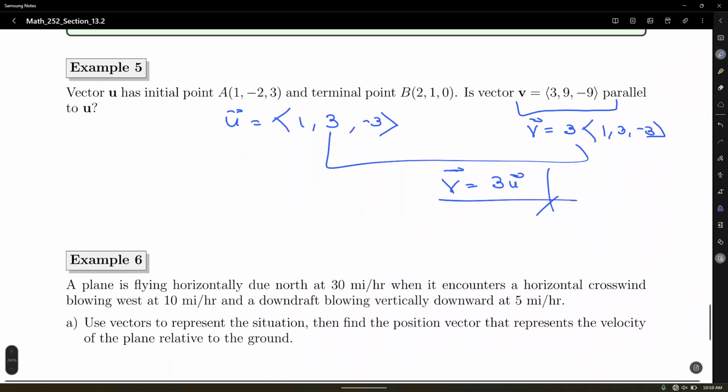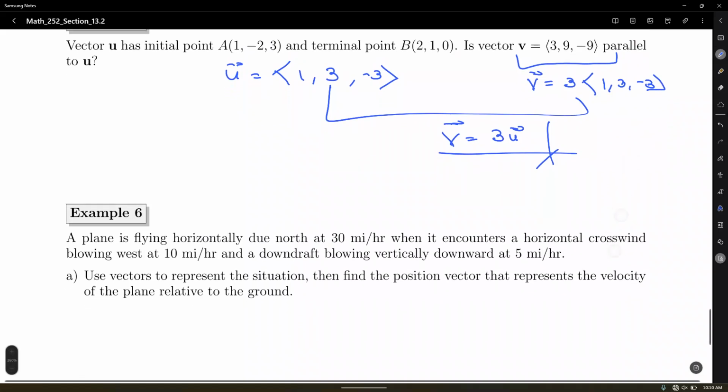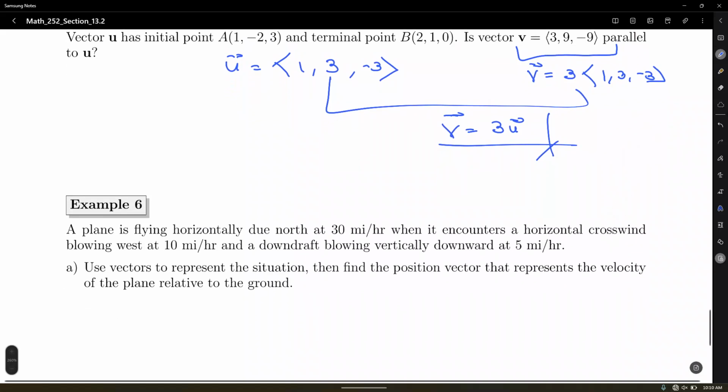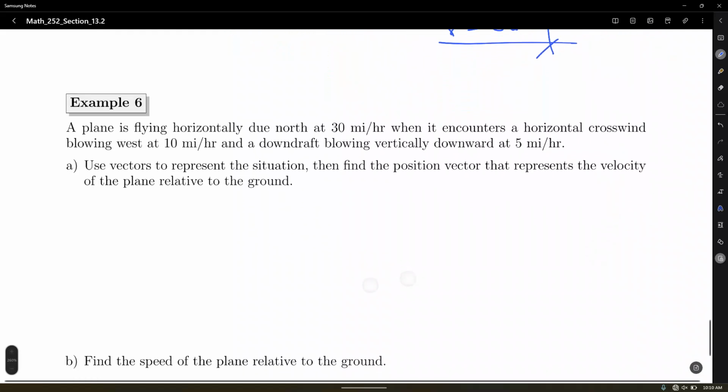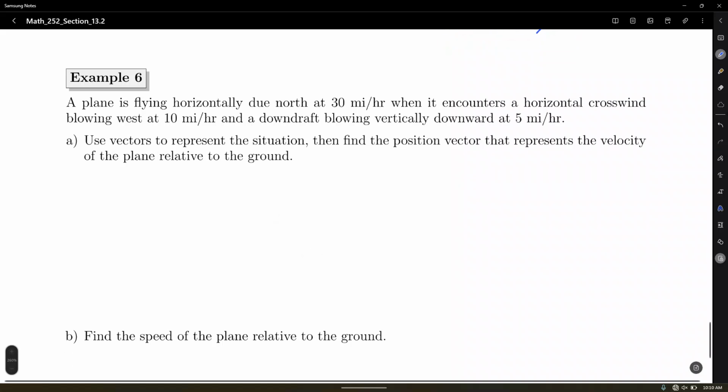Okay, so briefly, give me a couple minutes here. A plane is flying horizontally to the north at 30 miles per hour. Oh, I should have edited this problem, because a plane flying at 30 miles per hour is definitely going to stall. So anyway, it encounters a horizontal crosswind blowing west, in a similar way we did before. However, there's a third force right here, which is a downdraft. That is, the airplane is going to be pushed down at 5 miles per hour.